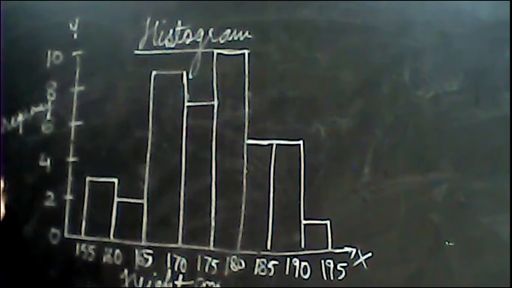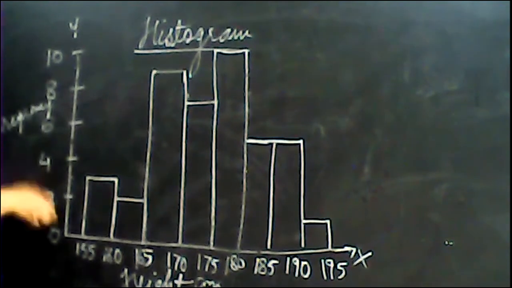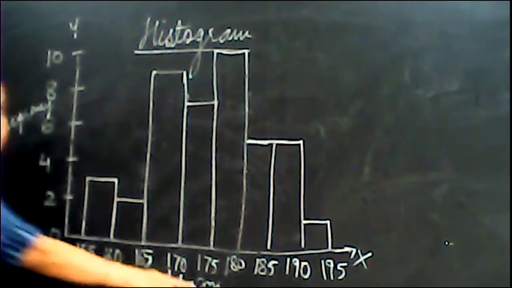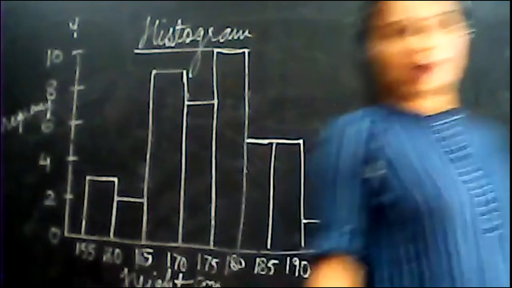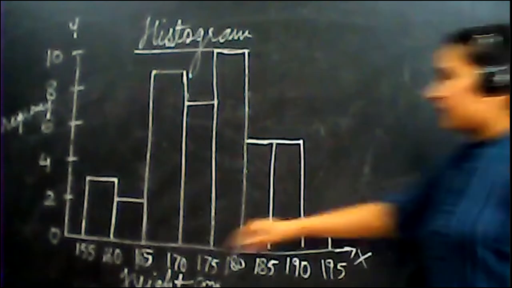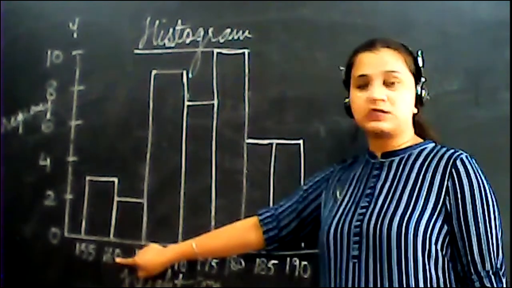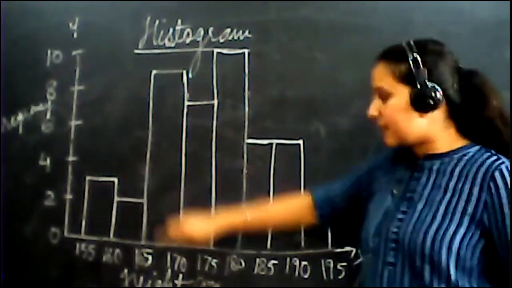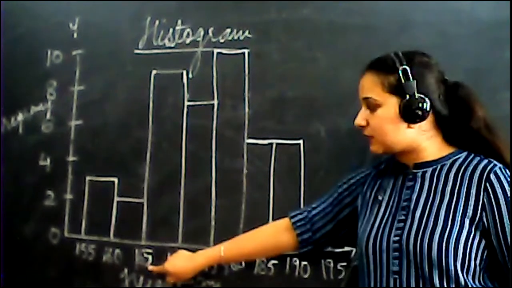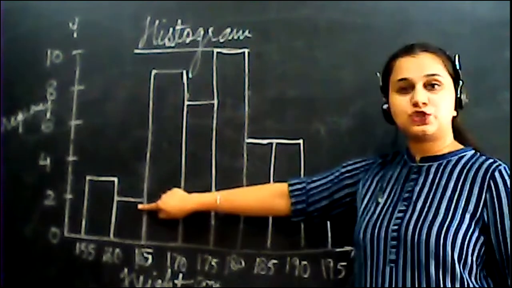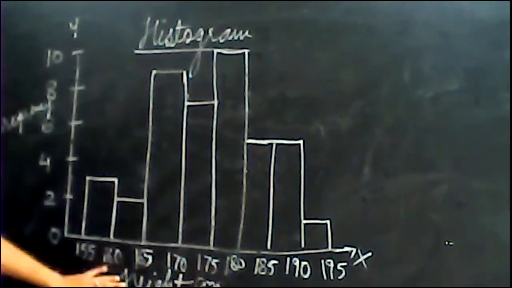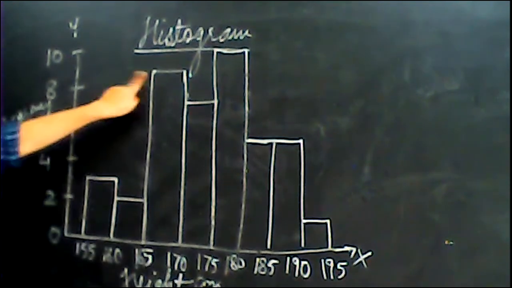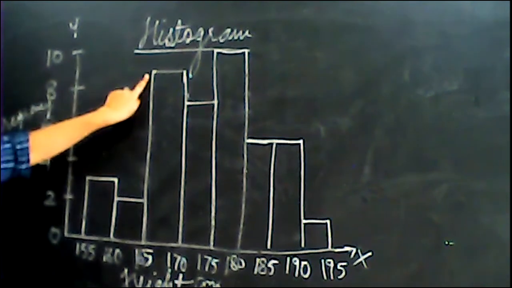Okay. Here on the y-axis, it's given the frequency, right? And on the x-axis, we are given the height in centimeters, right? According to the statement, we have made this, right? We have in 155 to 160 class intervals, the frequency 3, right? Afterwards, in the next one, 160 to 165 intervals, we have the frequency 2, right? Afterwards, in 165 to 170, we have the frequency 9, right? So we have marked this histogram here.